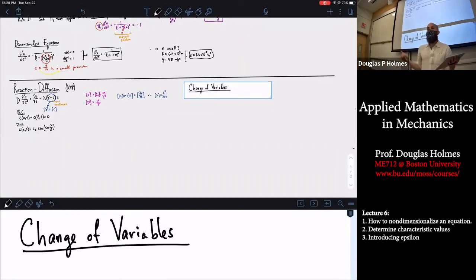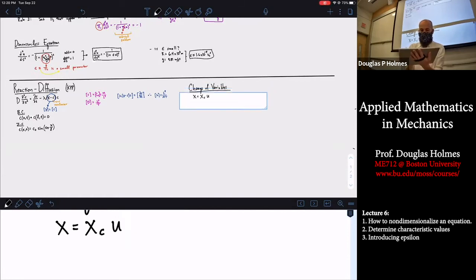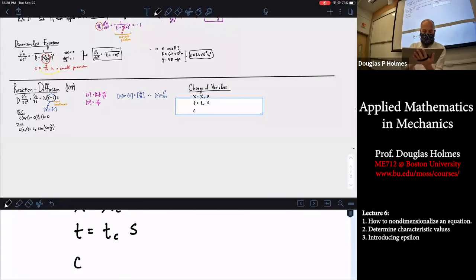Okay, so here we have three variables. x and t are our two independent variables, and concentration is our dependent variable. So we're going to make three changes. We're going to say that x is some characteristic x times u. t is some characteristic time times s. This is the exact same thing we did before. I'm just picking the variables the same. And my concentration is going to be some characteristic concentration times v.